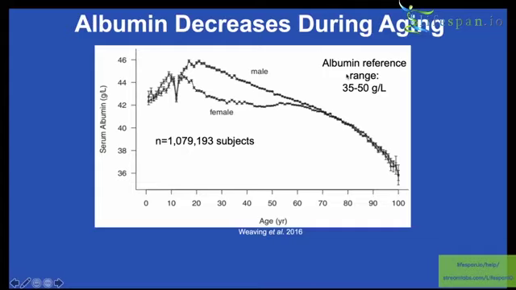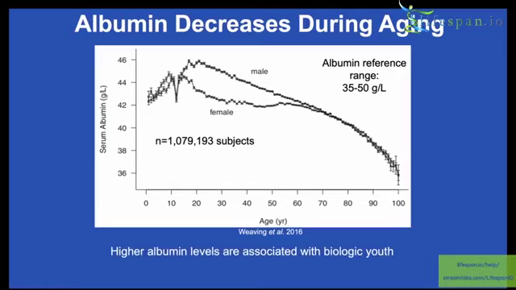The reference range for albumin is 35 to 50 grams per liter. But what's optimal? Higher albumin levels are associated with biological youth, and we can see that here. We're looking at albumin levels on the y-axis versus age. We can see the female plot, and then we can see the male plot. Males tend to have higher albumin than females up until about 60 or 65.